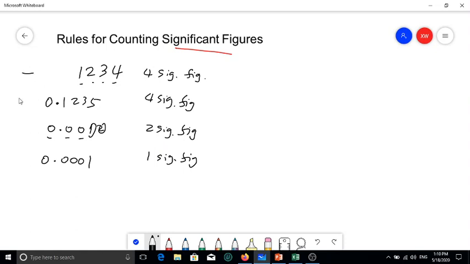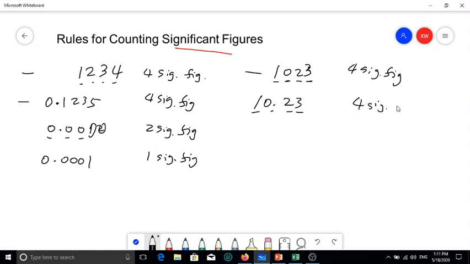So this is one kind of zero. Another kind of zero is not in the front. It's actually between two non-zero digits, such as 1023. We call this kind of zero captive zeros. Captive zeros are in between two non-zero digits, and this kind of zero is always significant. So this number has 4 significant figures. The captive zeros could be in front of or after the decimal point. For instance, if you have 10.23, this number also has 4 significant figures.